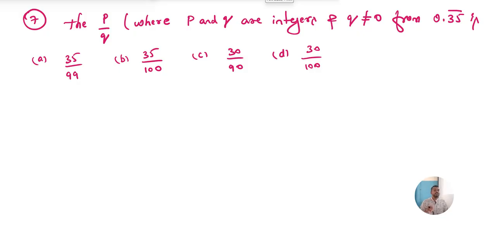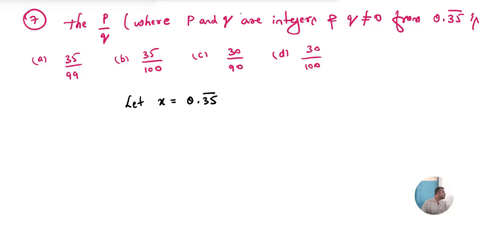For this, we are going to have a recap of your previous class, either of your 8th standard or of your 7th standard. I hope you have learned this topic. What is the topic? Observe here. Let me assume x. Let x equal 0.35 bar. I am going to assume this as x.